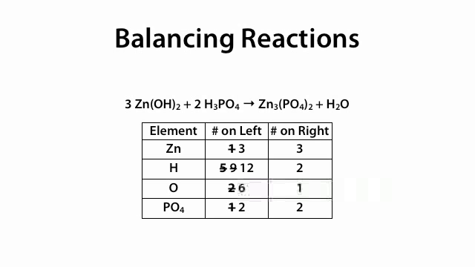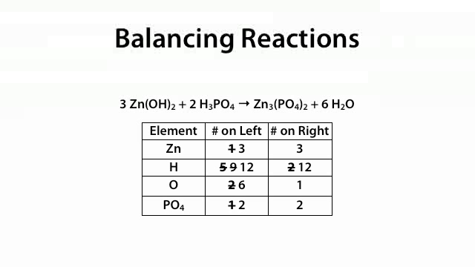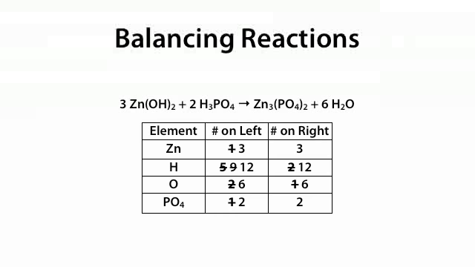Now let's go back up to balance hydrogen. There are 12 hydrogens on the left and 2 on the right. We want 12 hydrogens on the left and 12 hydrogens on the right. How can we make this happen? We're going to multiply H2O by 6. We now have 12 hydrogens on the left and 12 hydrogens on the right. But since we multiplied H2O by 6, we now have 6 oxygens on the right side as well.